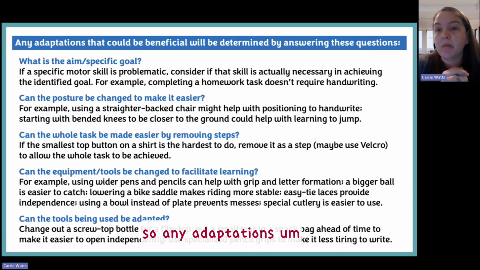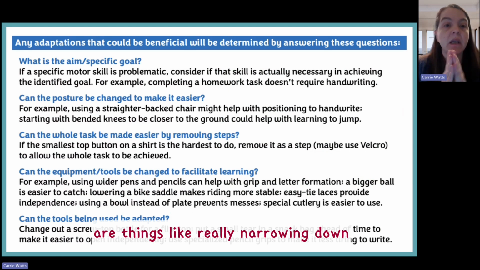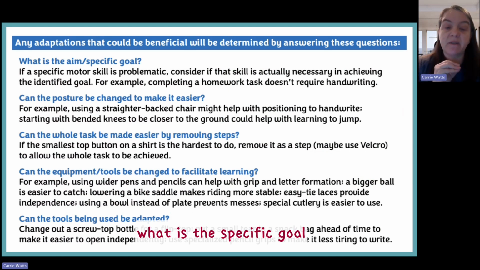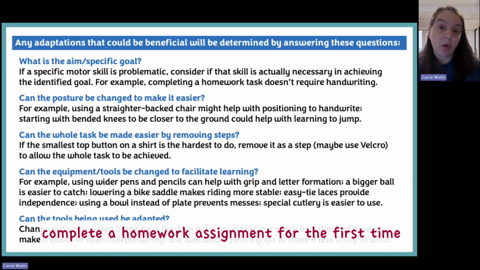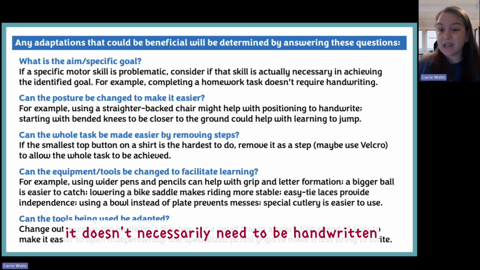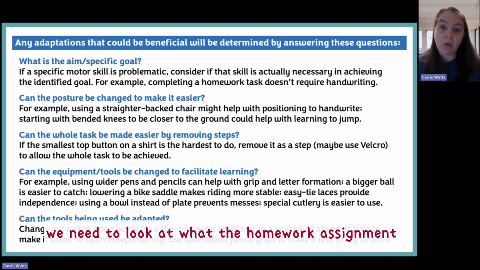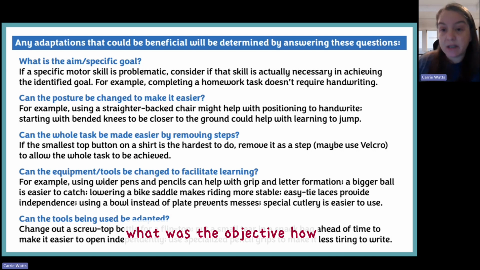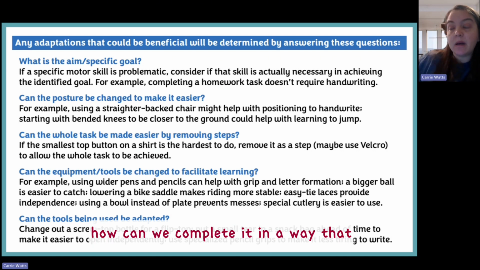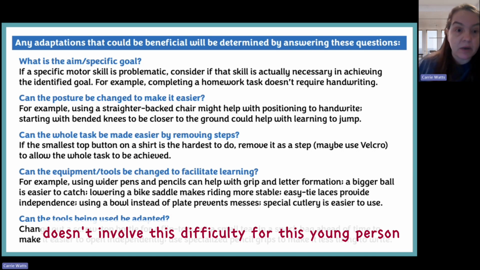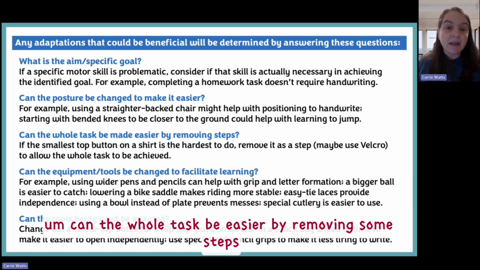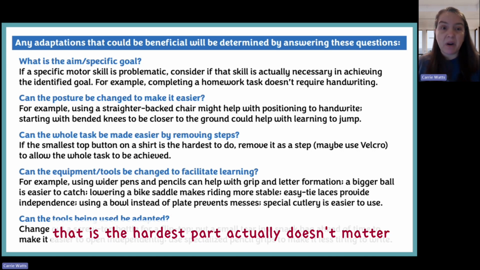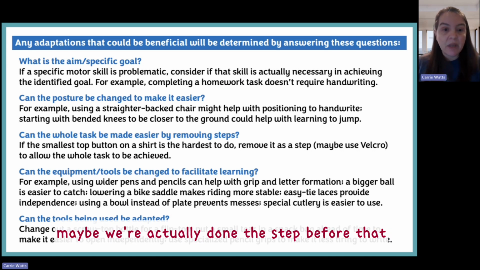Any adaptations that we're looking at that could be helpful are things like really narrowing down what is the specific goal. Because if the goal is to complete a homework assignment for the first time, it doesn't necessarily need to be handwritten. We need to look at what the homework assignment was and say, have I met that goal? What was the objective? How can we complete it in a way that doesn't involve this difficulty for this young person? Can posture be changed to make it easier? Can the whole task be easier by removing some steps? Because maybe that last step that is the hardest part actually doesn't matter. Maybe we're actually done the step before that.